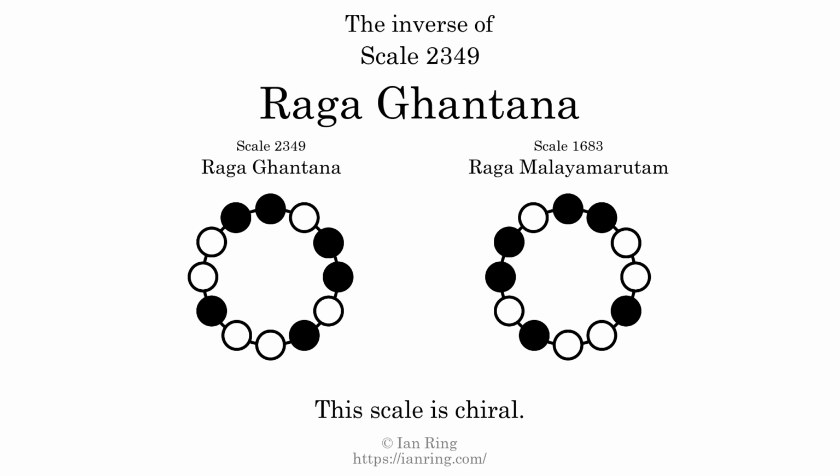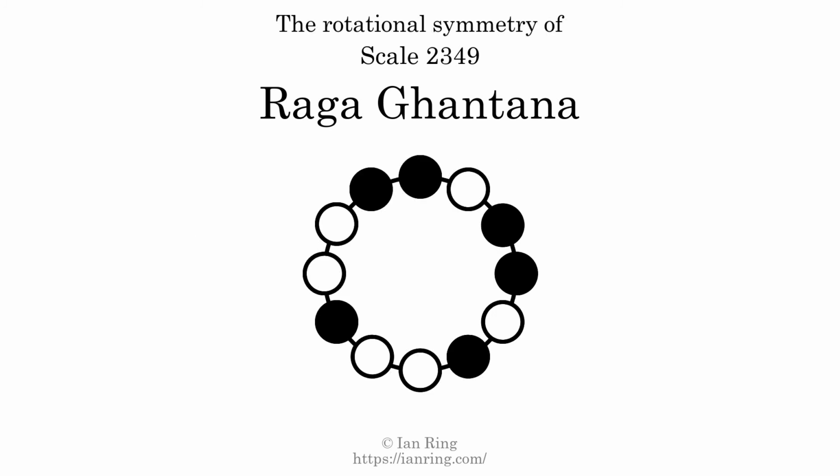The inverse of a scale is a mirror image. It is what you get when the sequence of intervals is reversed. The inverse of this scale is scale 1683, also known as Raga Ghantana. This scale is chiral. It cannot transform into its inverse by rotational transformation. This scale has no rotational symmetry.